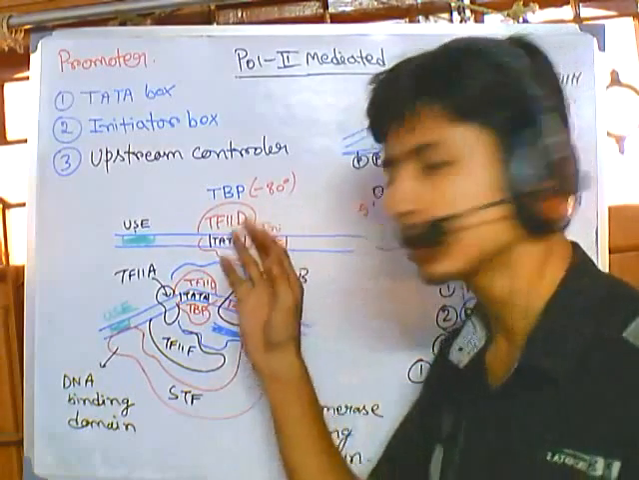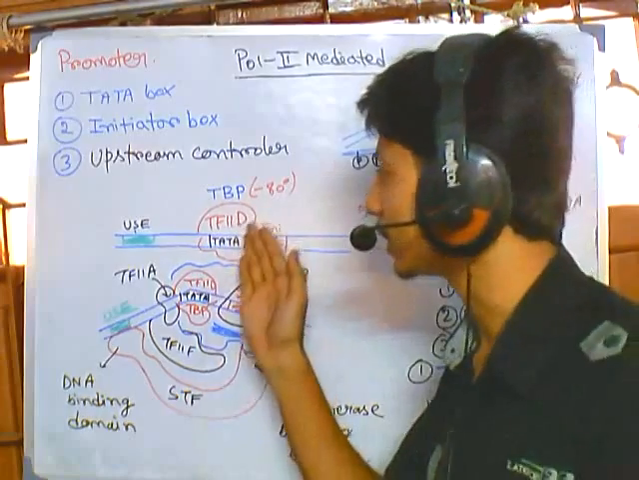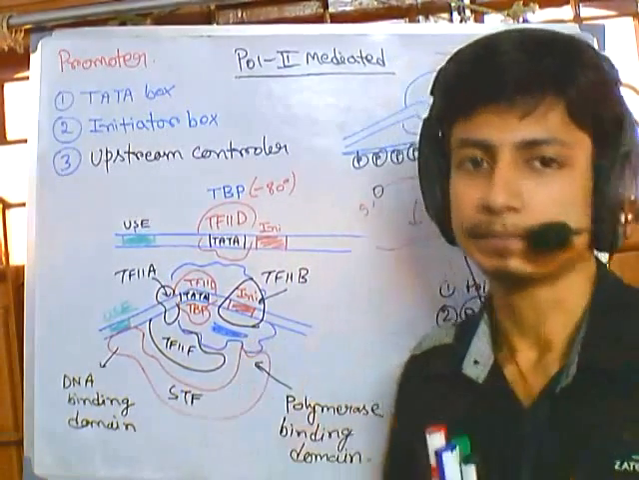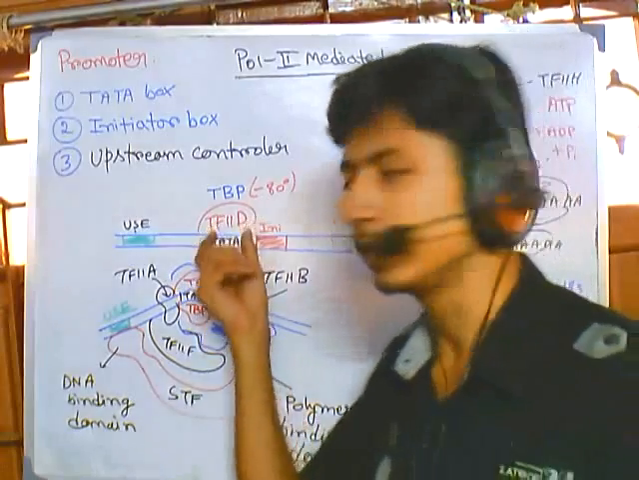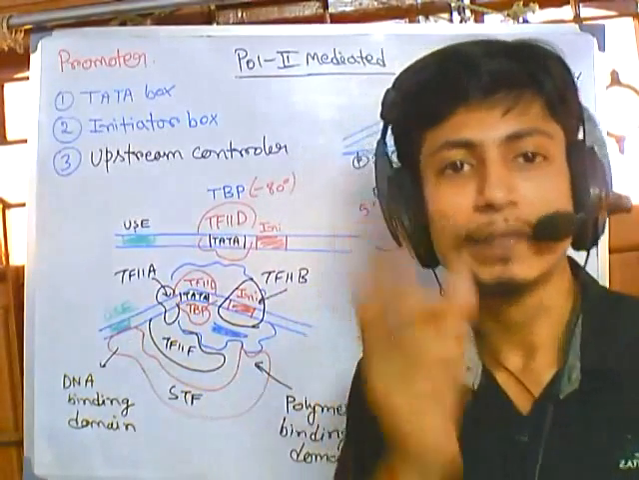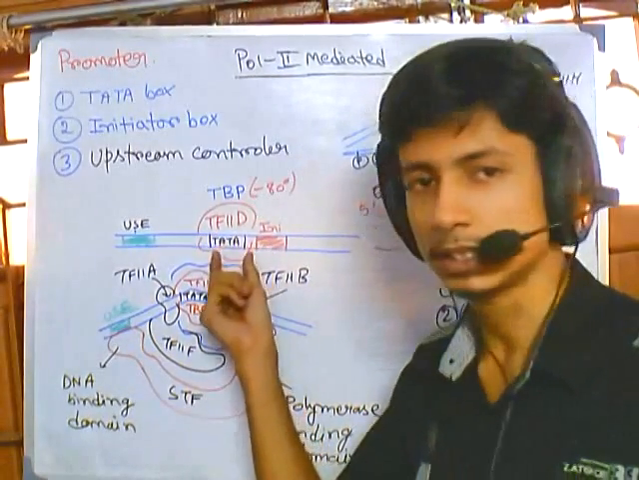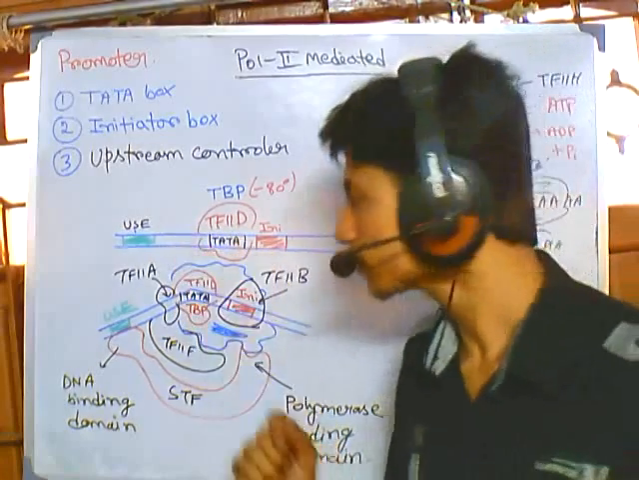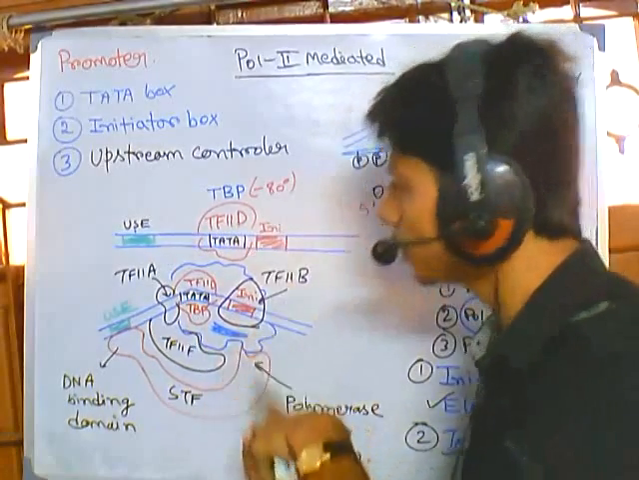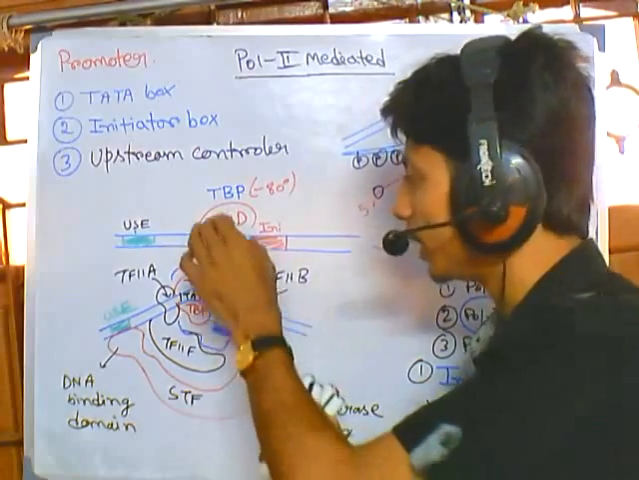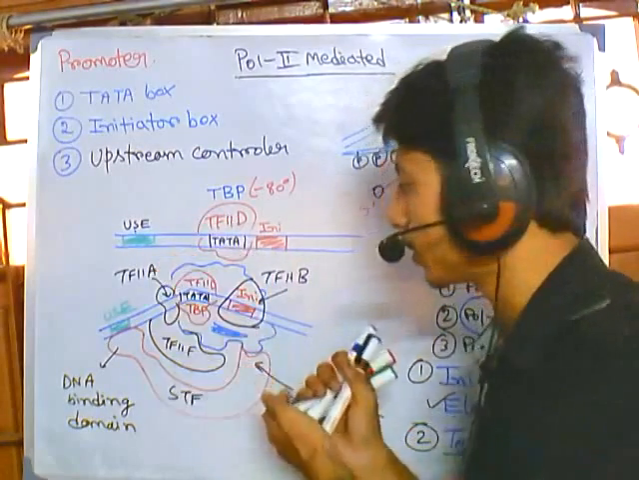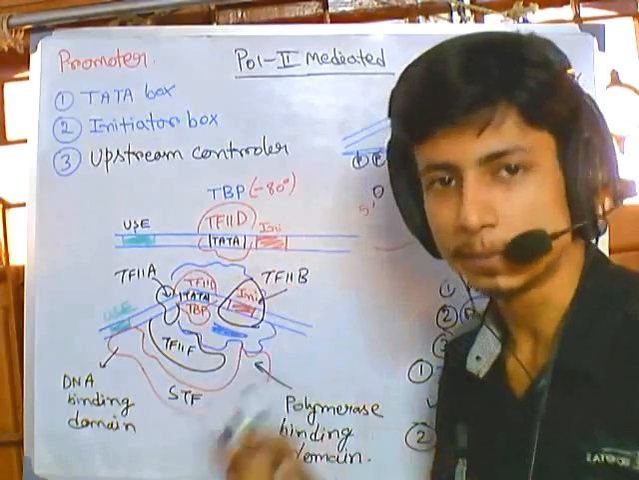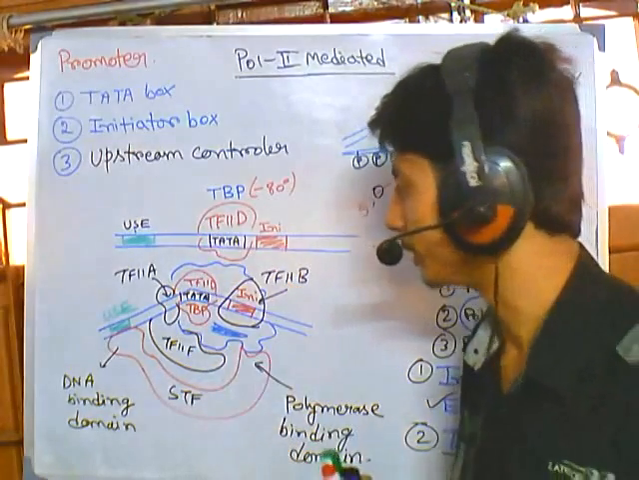Now this TF2D is a very important protein because it has the Tata binding domain. The Tata binding domain of TF2D has higher affinity towards the Tata region, or the TA sequence present in the DNA. It will come and bind with the Tata region with the help of the Tata binding domain. We call it the Tata binding protein or Tata binding factor. You can call it TBP or TBF accordingly.